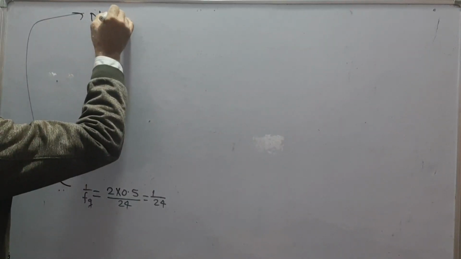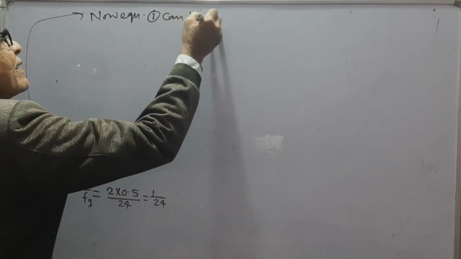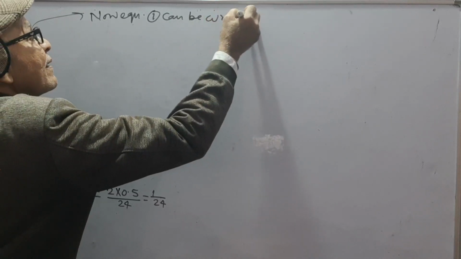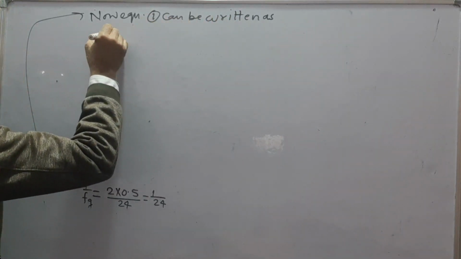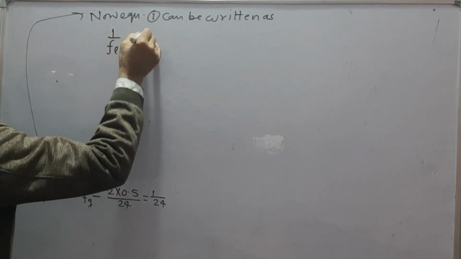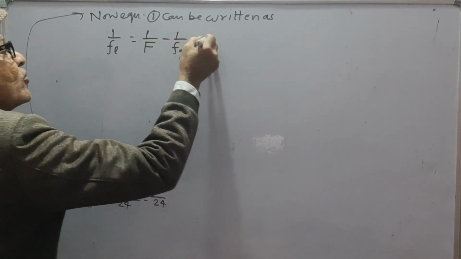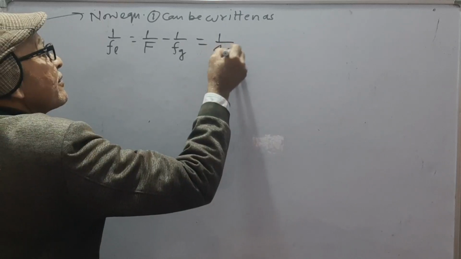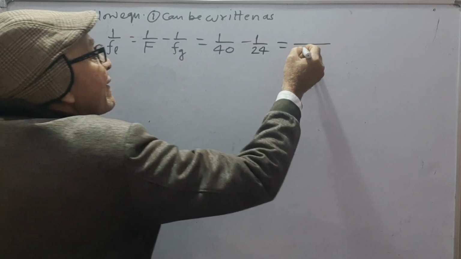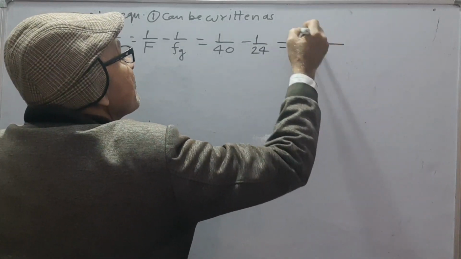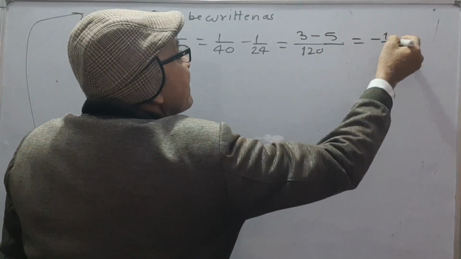Now equation 1 can be written as 1 upon F liquid is equal to 1 upon F minus 1 upon F glass, which is 1 upon 40 minus 1 upon 24 is equal to, 120 is LCM, 3 minus 5, which is minus 1 by 60.